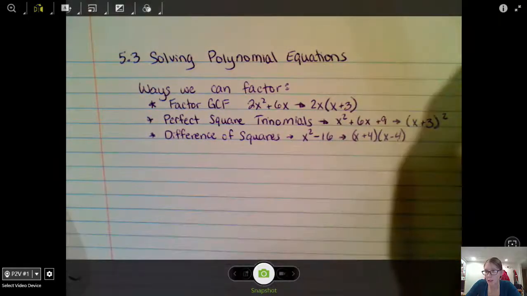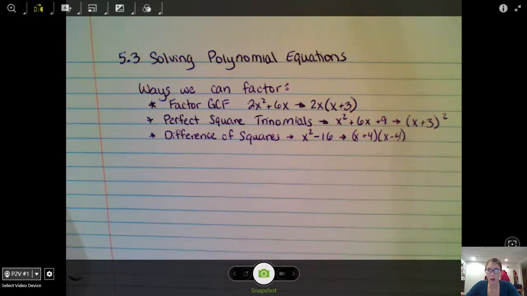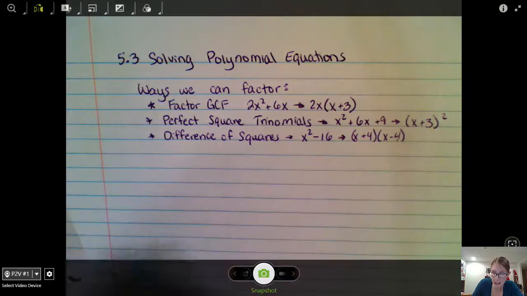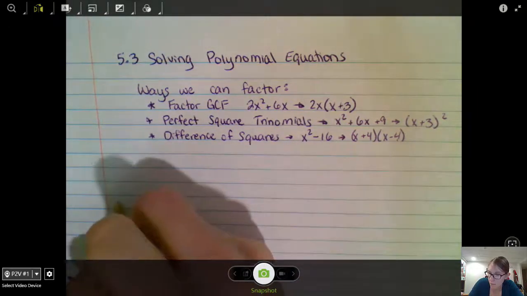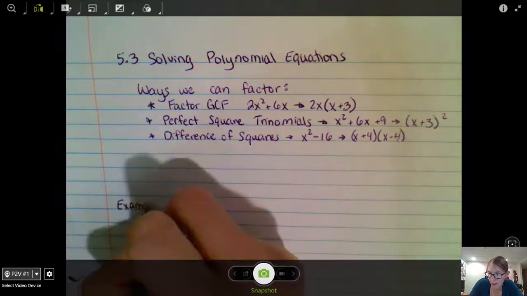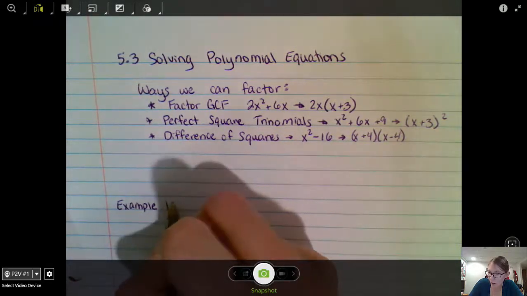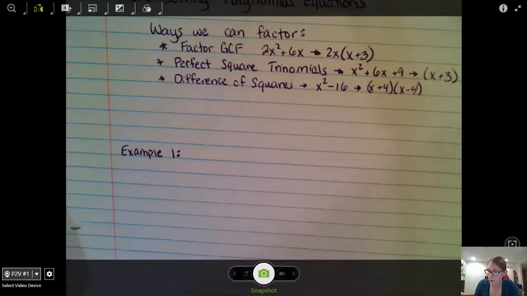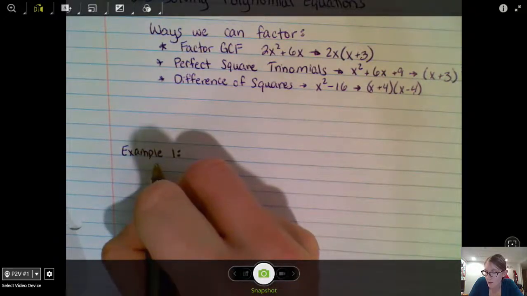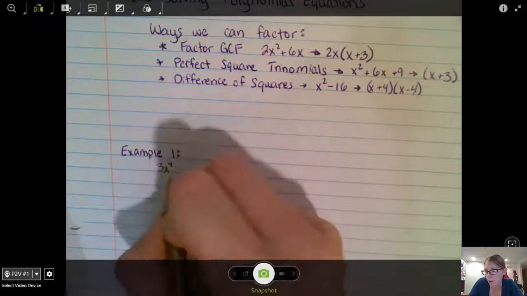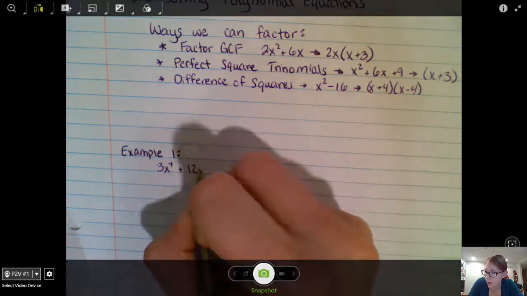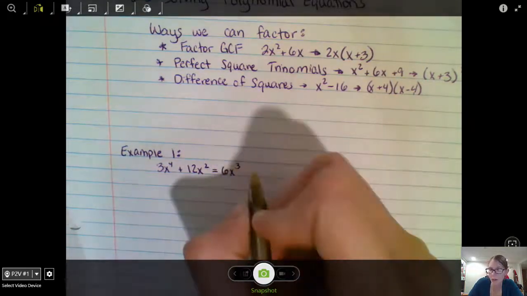Now some of these same strategies are going to continue to be helpful while we're solving our polynomial equations. I'm going to leave a few lines of space here because we're going to keep adding to this list today as we learn a few other factoring strategies. Before we add on though, let's do our first example of solving a polynomial equation. In this first example, we'll use the strategies that we've grown accustomed to already: 3x to the fourth plus 12x squared equals 6x cubed.